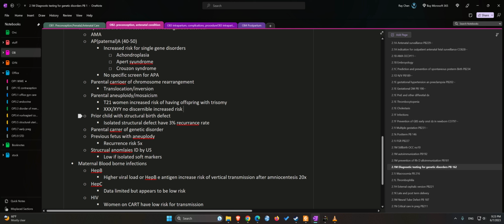Prior child with a structural birth defect: isolated structural defects have a 3% recurrence rate. Prior child with aneuploidy: the recurrence risk is 5 times. Structural anomaly identified on ultrasound: the increased risk is low if it's an isolated soft marker.